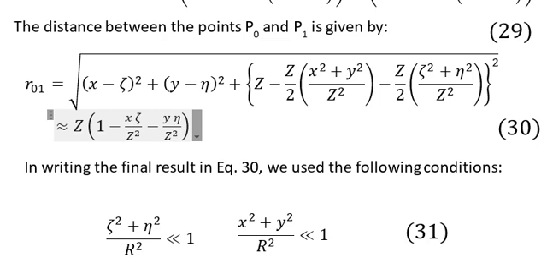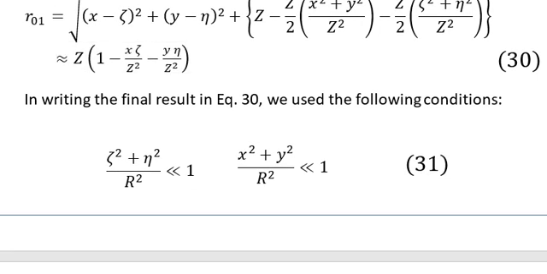So in writing equation number 32 to its last expression, we have used the following conditions, that is zeta square plus eta square over r square is less than 1, and x square plus y square over r square is less than 1. So equation number 31 was used in equation 30 to obtain the final result shown in equation number 32.